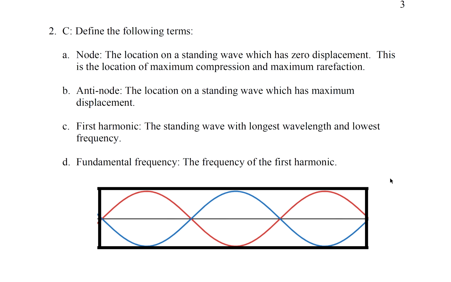Part C, first harmonic. That's the standing wave with the longest wavelength and the lowest frequency. So the first harmonic, it's when we have this closed pipe or tube, and we're only going to get half a wavelength. Right now we have 1.5 wavelengths. And fundamental frequency is the frequency of the first harmonic.